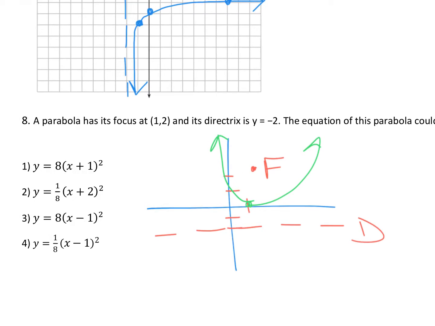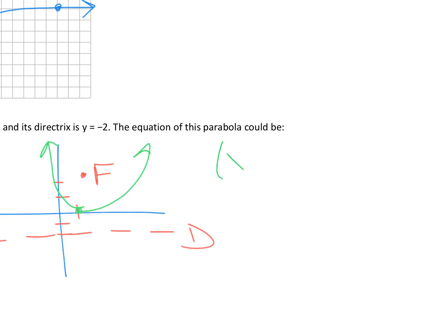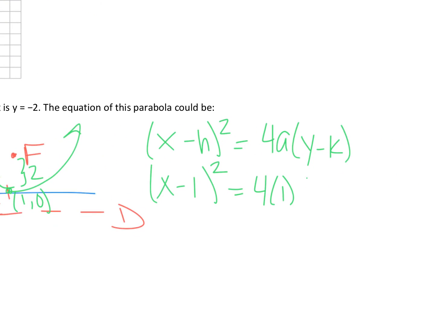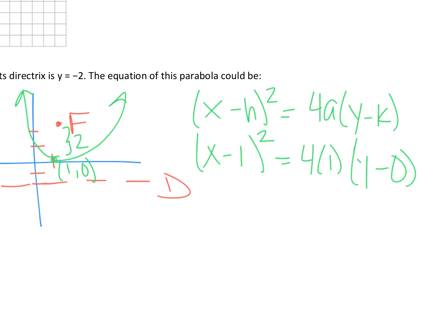Now, they have the choices in y equals form, which kind of stinks, but we have the formula given to us. I'm going to use the positive version, so positive 4a, and I'm going to plug in. So my vertex is (1, 0) and my a value is 2. So I'm going to do (x minus 1) squared equals 4 times 1, and then (y minus 0). Because remember, your vertex goes in the spot of h and k.